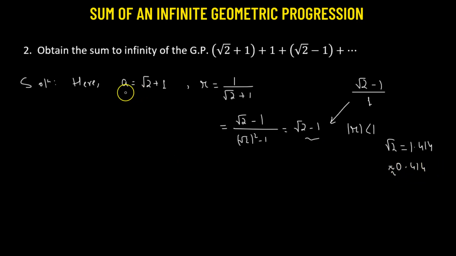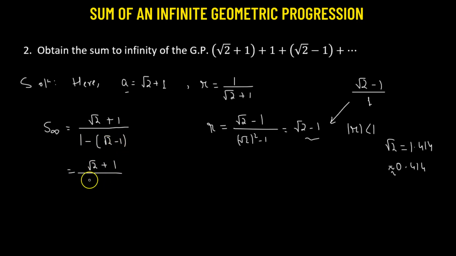Now that we have the value of both the first term as well as the common ratio r, we'll try to find out the sum to infinite terms of a geometric progression, which is given by the first term a divided by 1 minus the common ratio, which is square root of 2 minus 1. This is going to give us square root of 2 plus 1 divided by 1 minus of square root of 2, positive 1, so that means we have 2 minus square root of 2. So we'll need to rationalize the denominator, but before doing that, let's take square root of 2 as the common factor in the denominator. So that means this will get multiplied to square root of 2 minus 1.